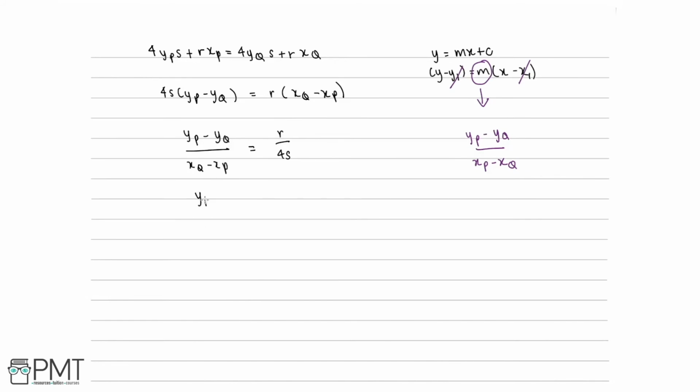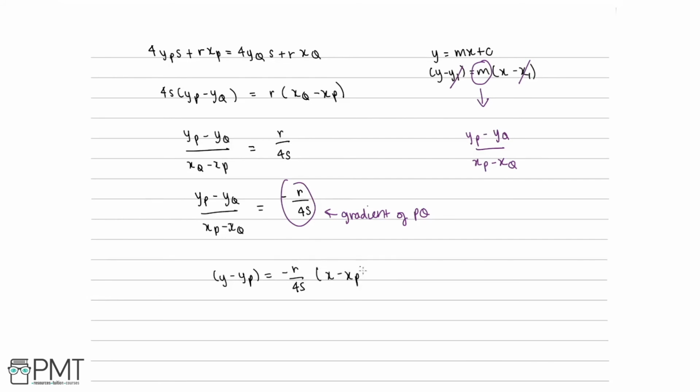So we will have yp minus yq all over xp minus xq is equal to minus r over 4s. And this is our gradient for our line, PQ. Great, now let's just substitute this into our formula that we have over here using the coordinates xp, yp, but you could also use the coordinates xq, yq. So y minus yp is equal to m, which is minus r over 4s, multiplied by x minus xp.